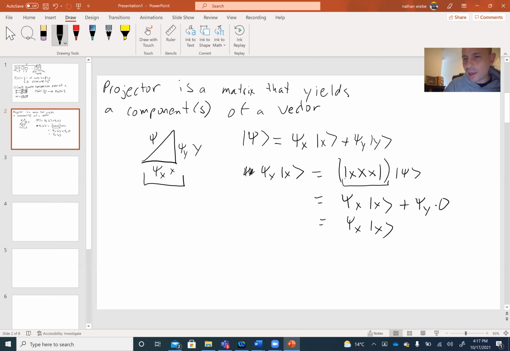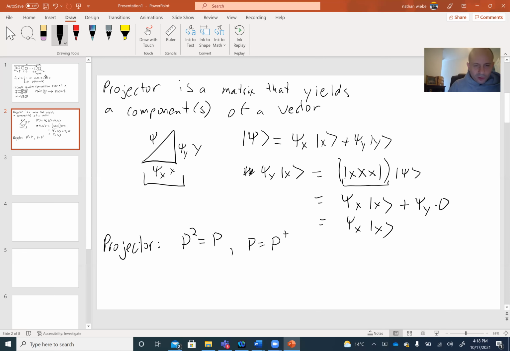But if we generalize this notion of a projector, we can actually end up saying that we require a projector to satisfy the following. A projector, P, has to satisfy P squared is equal to P. Okay, and that's more or less it. As a consequence of this, we also have that P has to be equal to P dagger.